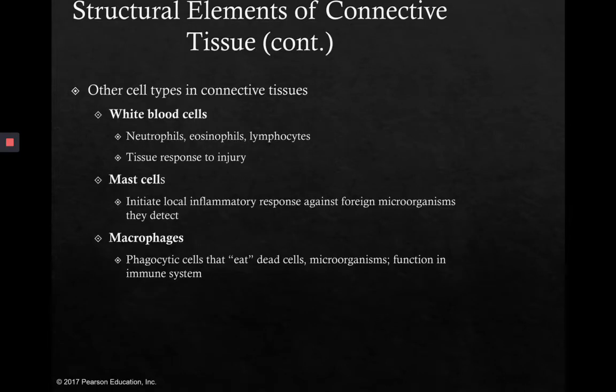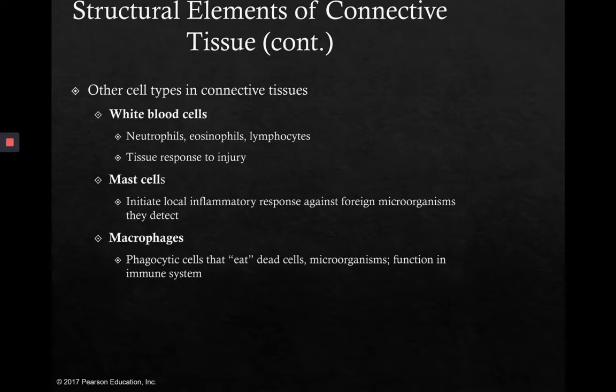Other cells you might find in connective tissues are white blood cells like a neutrophil or an eosinophil or even a lymphocyte. Even macrophages, listed down here separately, are a white blood cell. Then there's mast cells, which are similar to a white blood cell, or the 5 types of white blood cells generally mentioned. They're very close to basophils, a type of white blood cell that release histamine, and histamine increases vascular permeability and causes vasodilation, so that can help initiate the local inflammatory response against foreign microorganisms if detected.